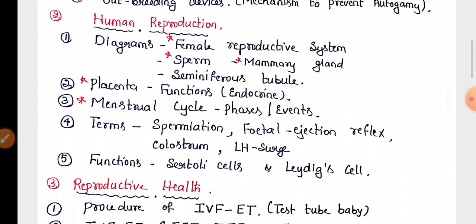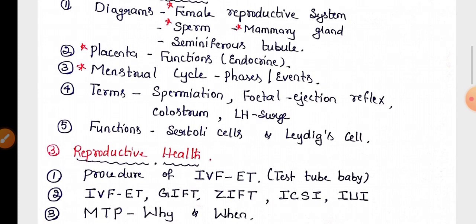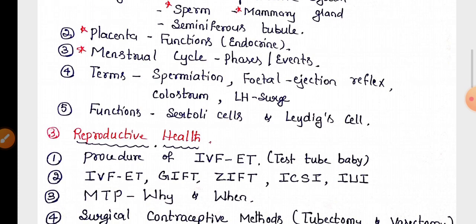From 2nd chapter, human reproduction, female reproductive system diagram, human sperm or mammary gland or seminiferous tubule, any one structure diagram they are going to ask, label diagram. Then about the definition of placenta and its function, especially the endocrine functions of placenta or the hormones released by placenta, very important. Then one more 5 marks question is menstrual cycle and its phases, 4 phases.